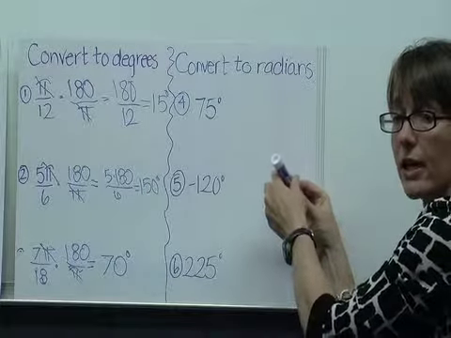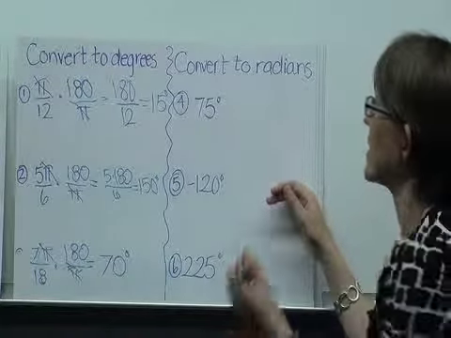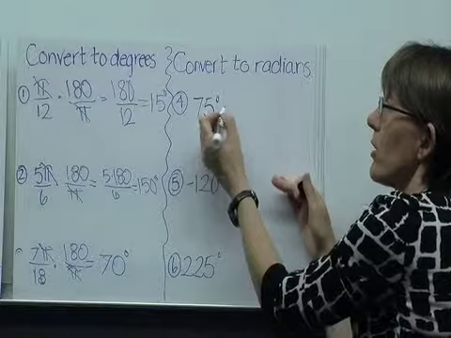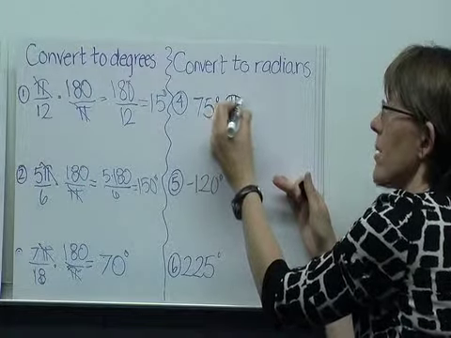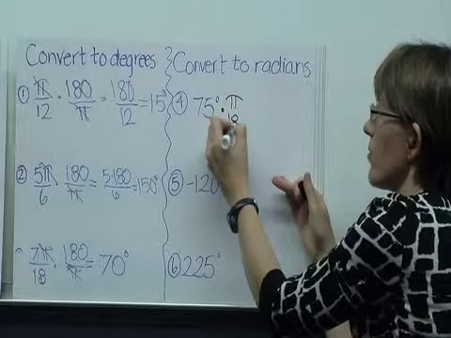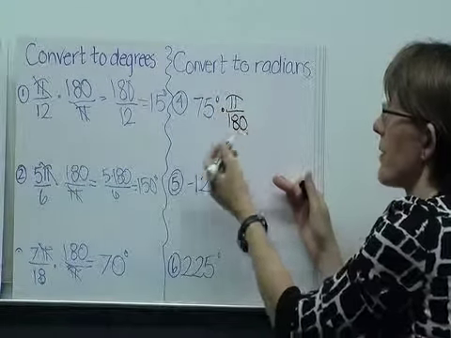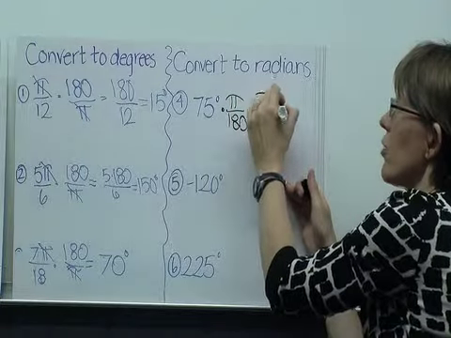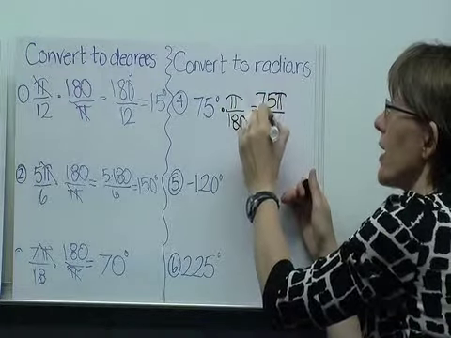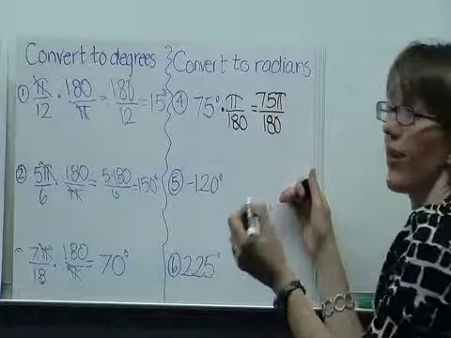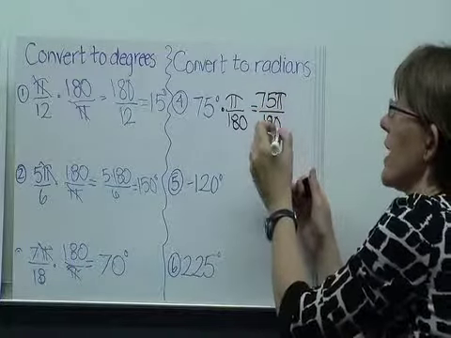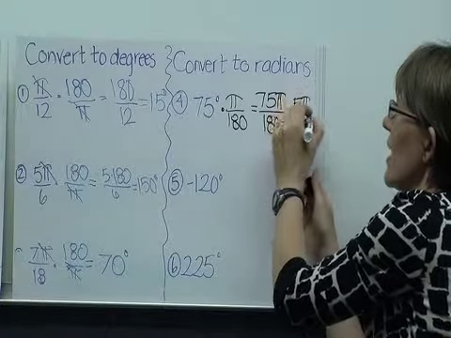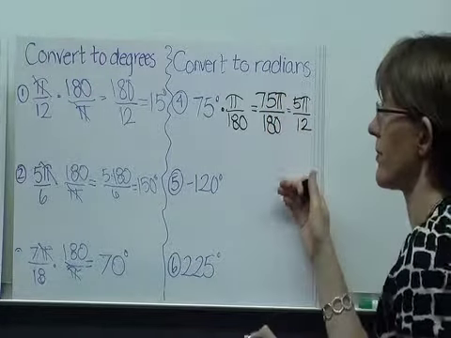I can do the same thing to convert to radians, only now I'm going to use the reciprocal of that fraction, multiplying by pi over 180 degrees. So now I'm going to lose the degrees. I get 75 pi over 180. Do not leave your answer as 75 pi over 180. This is reducible to 5 pi over 12.